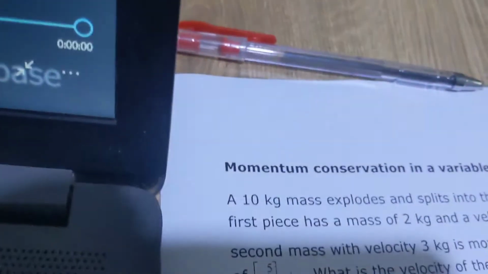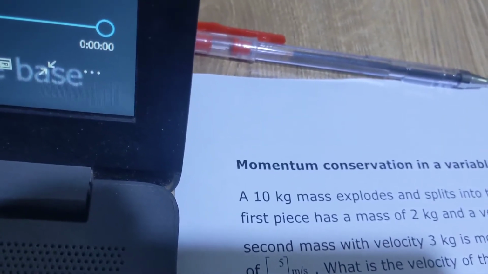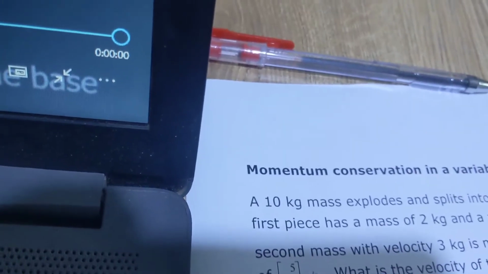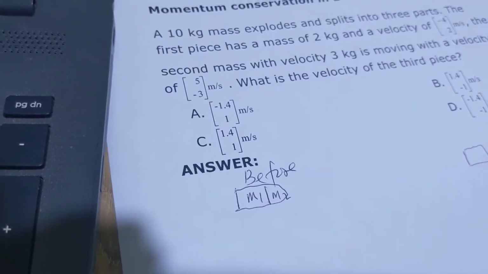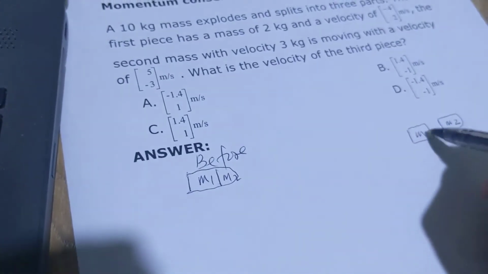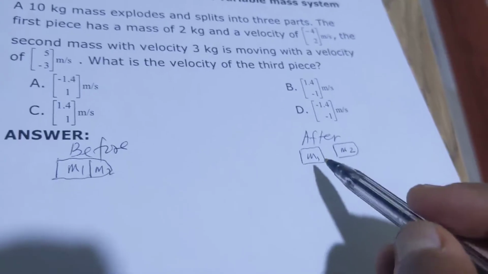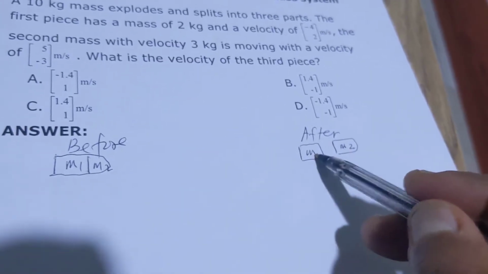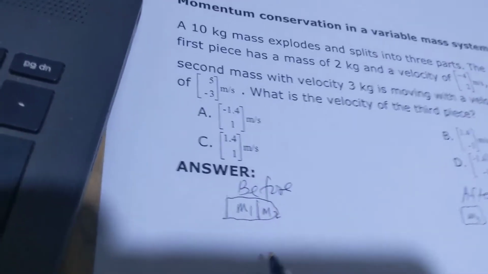Now let's see the conservation of momentum principle here. This is the part of the system. Here you have M1 and M2. Initially it is moving. This is before. Now the mass is split into two parts, M1 and M2. This is after. You can take this as the mass of the rocket, where before it is acting like this.